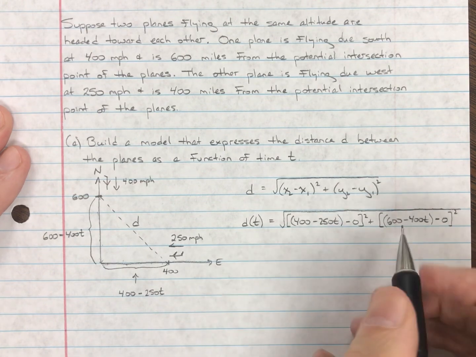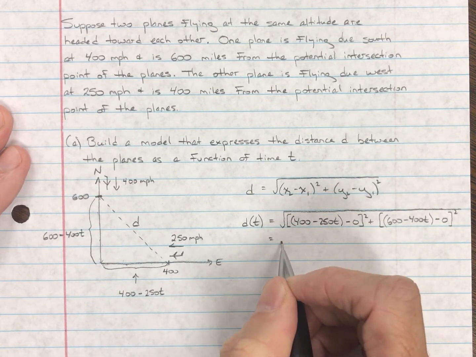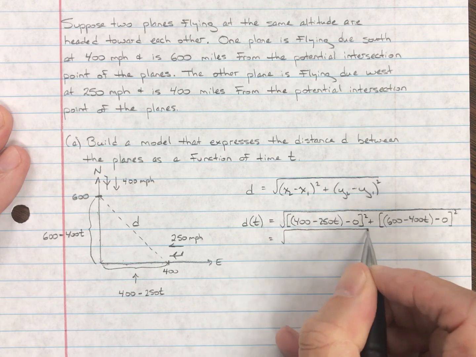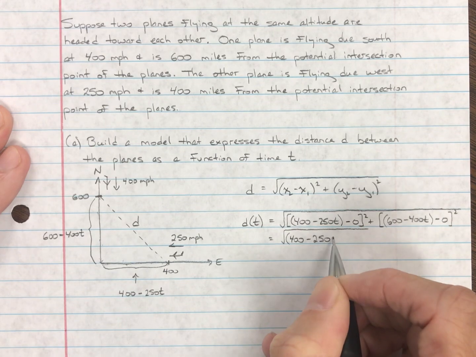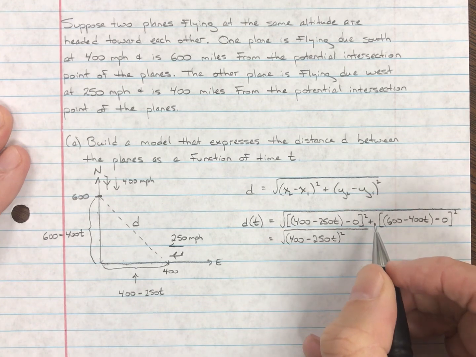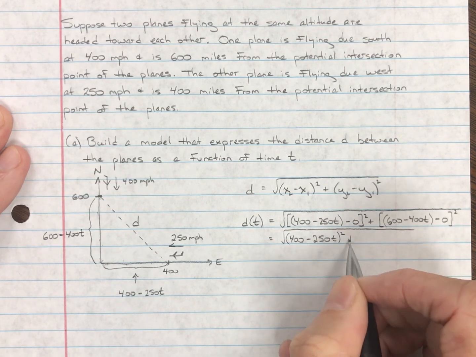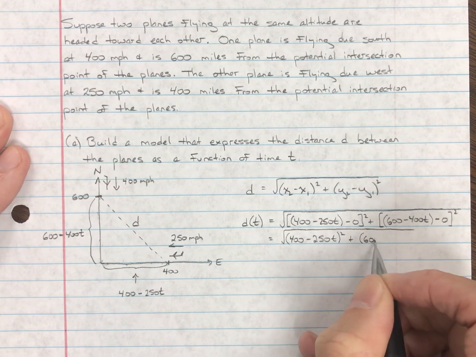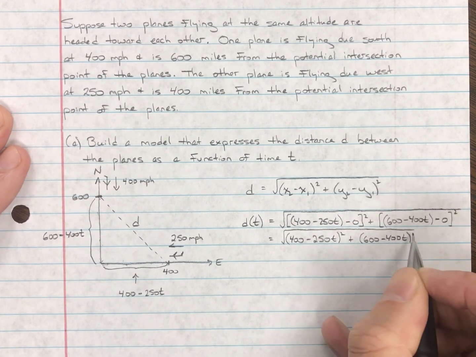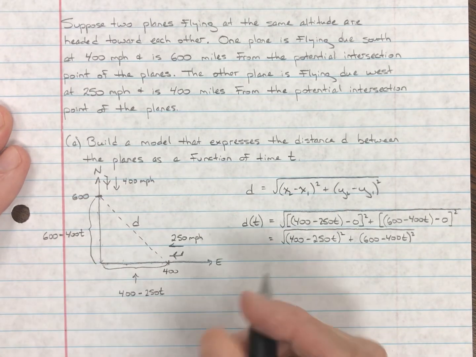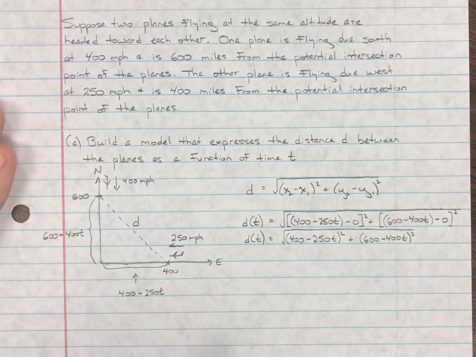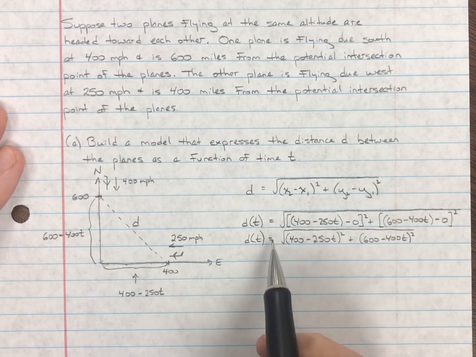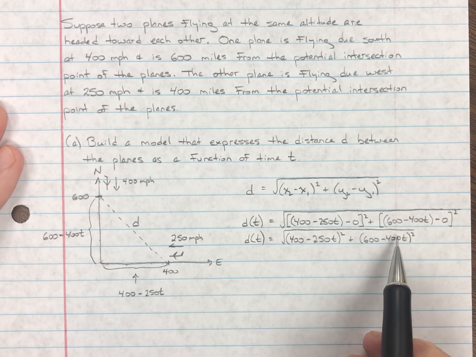Let's neaten this up. This is going to be the square root of 400 minus 250t, the quantity squared, plus 600 minus 400t, the quantity squared. So there's your model. I'm not going to worry about writing all of that out. That's a good model for us, and we can just use that.